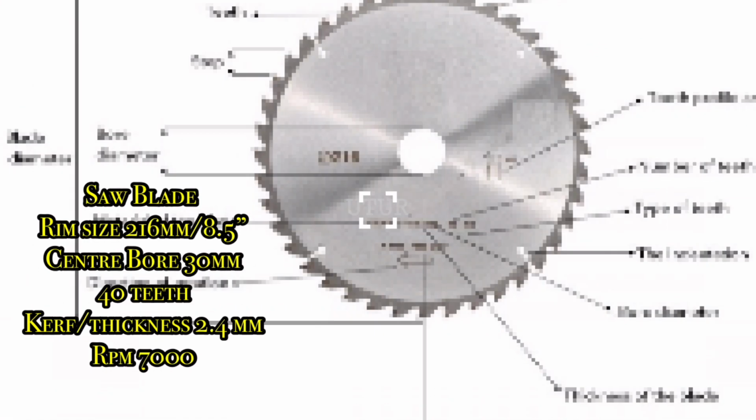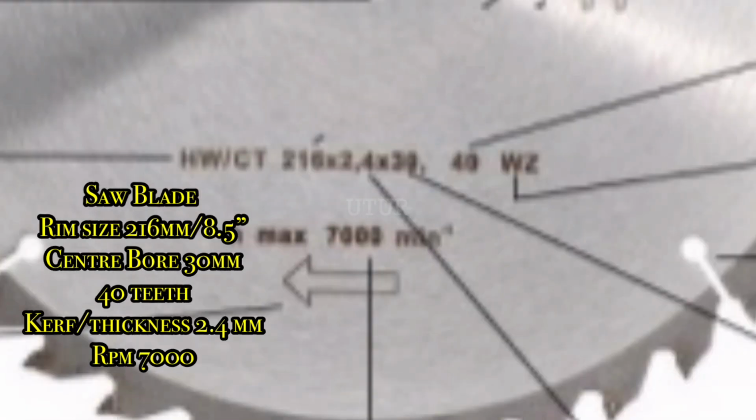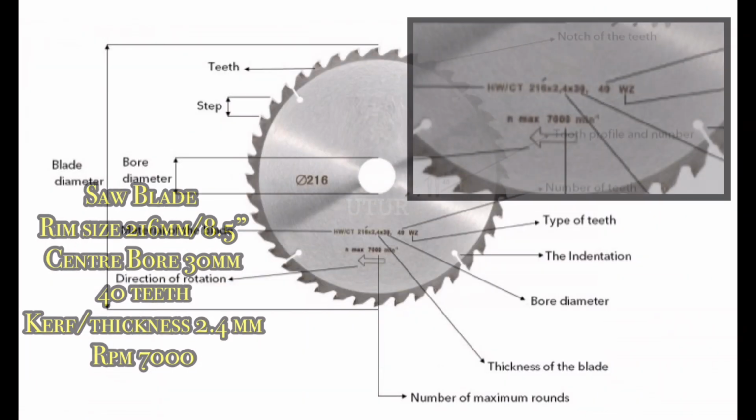And if we zoom out, the stamped caveat highlights that the saw blade rim size is 8.5 inches, the center bore 30mm, it's got 40 teeth, and the kerf thickness is about 2.4mm with an RPM of 7,000.